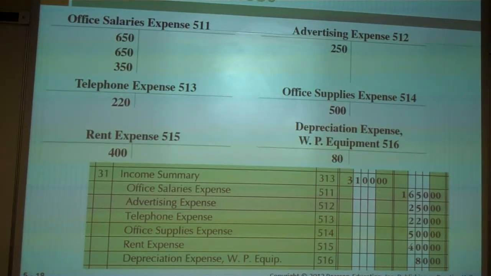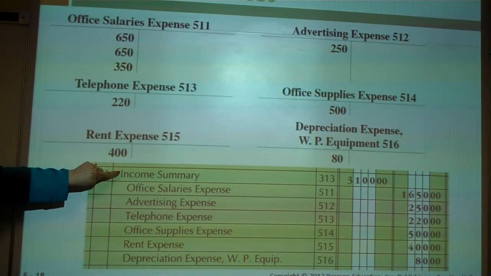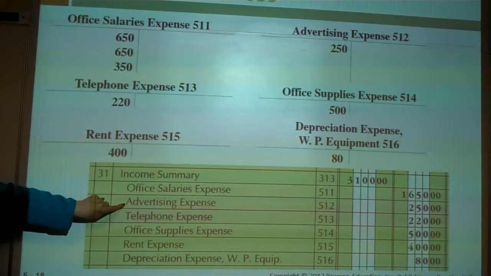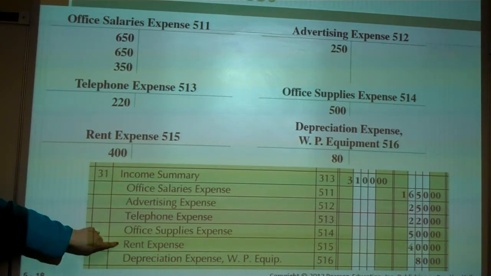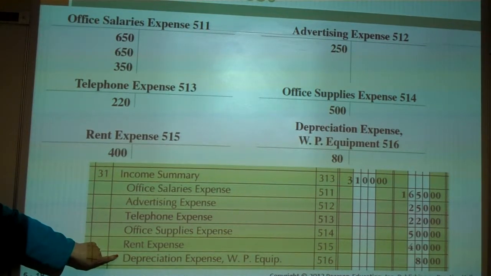All right. Clear to zero the individual expense accounts. You don't have this number, the income summary debit, until we list all of the expenses. On the worksheet on page 183, how many expenses do we have?